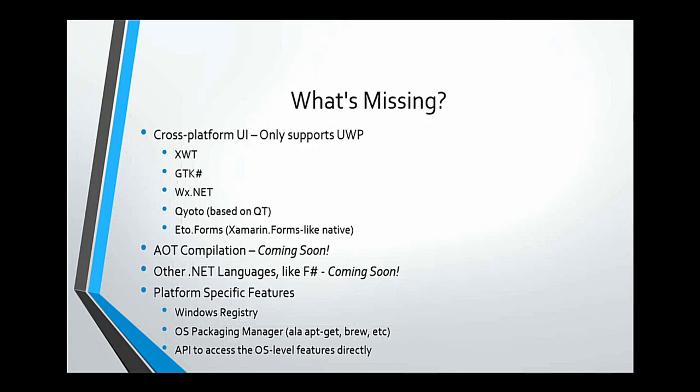What's missing? Other languages like F#. F# is on the docket to come. Not quite there yet. And of course, like we talked about a little bit, platform-specific stuff. And there's some stuff that we probably won't get back. While we probably won't miss the Windows Registry too much, we will miss tools that are important for the platform, like packaging tools and the ability to P/Invoke into the native API stuff for the platforms. Those will be nice to get back eventually.